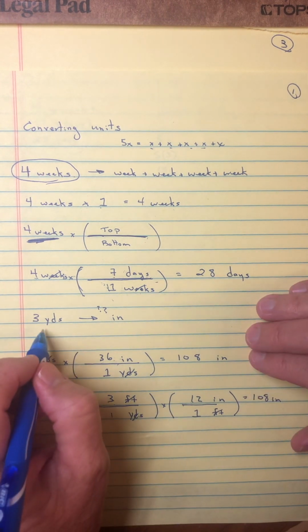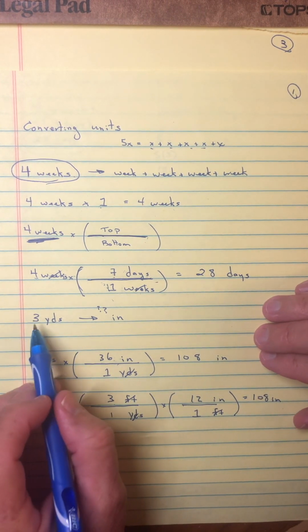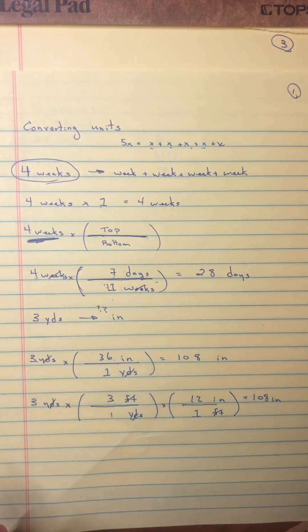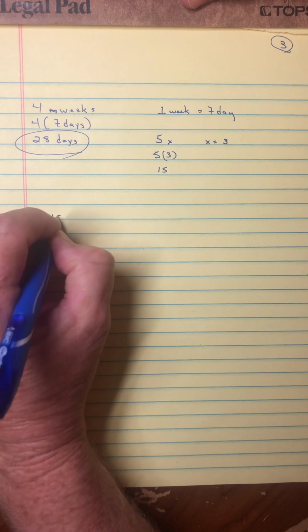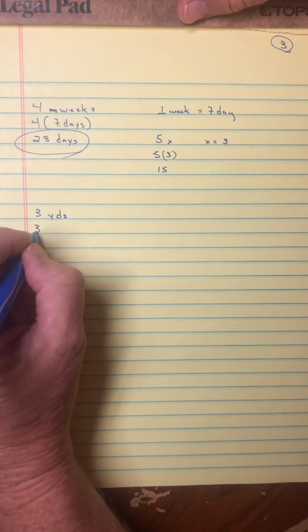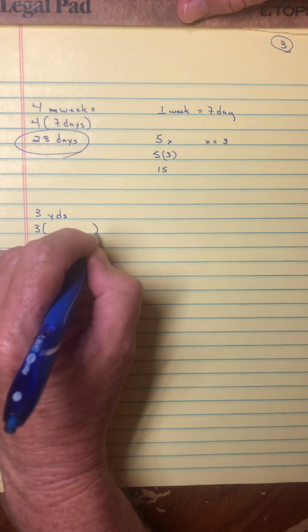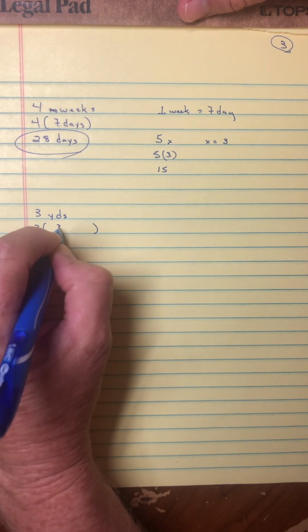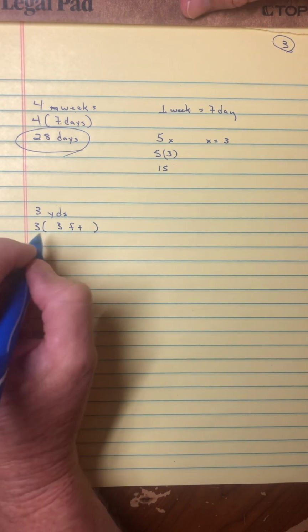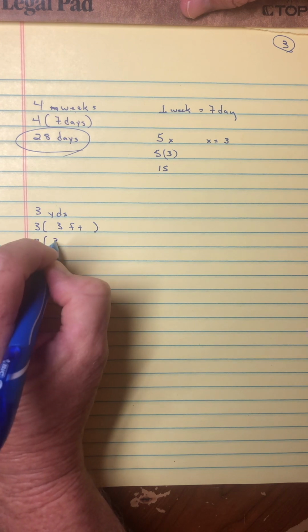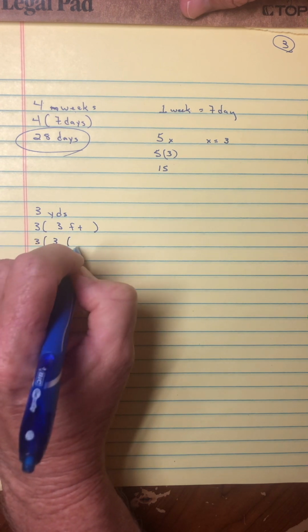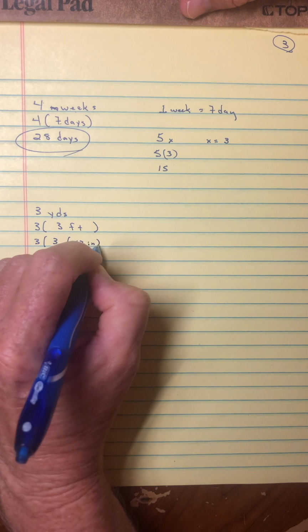Well, let's do this one with direct substitution. Let's change 3 yards into inches. So you might start the problem with 3 yards and say, okay, well, what is a yard equal to? And you can do a direct substitution and say, well, a yard is 3 feet. Okay, well, then you could say, well, what is a foot? Well, a foot is 12 inches.